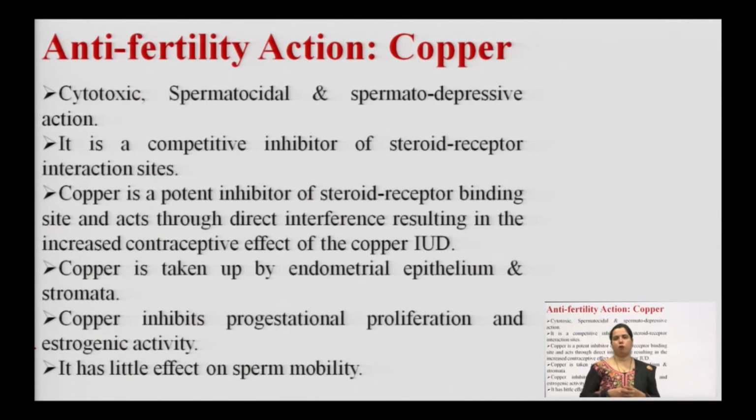Antifertility action of copper. Why is copper preferred for IUDs as a contraceptive method? It has cytotoxic, spermicidal and spermatodepressive action. It has different actions which contribute to its antifertility action. First is the cytotoxic, spermicidal and spermatodepressive action. It kills sperms or depresses the activity of sperms.